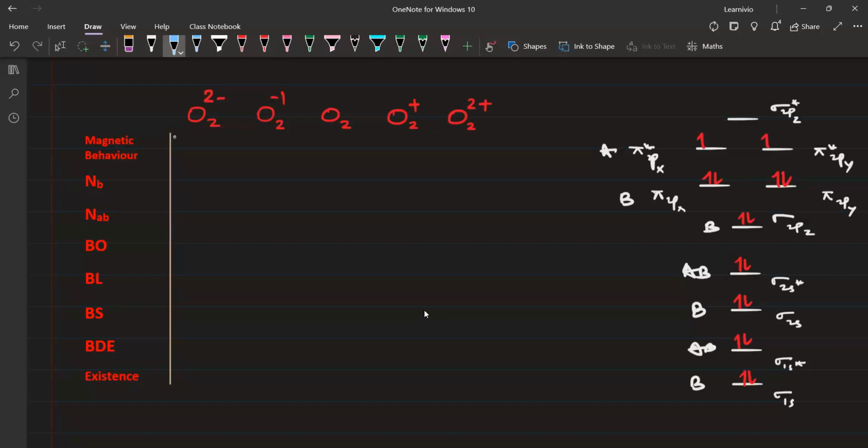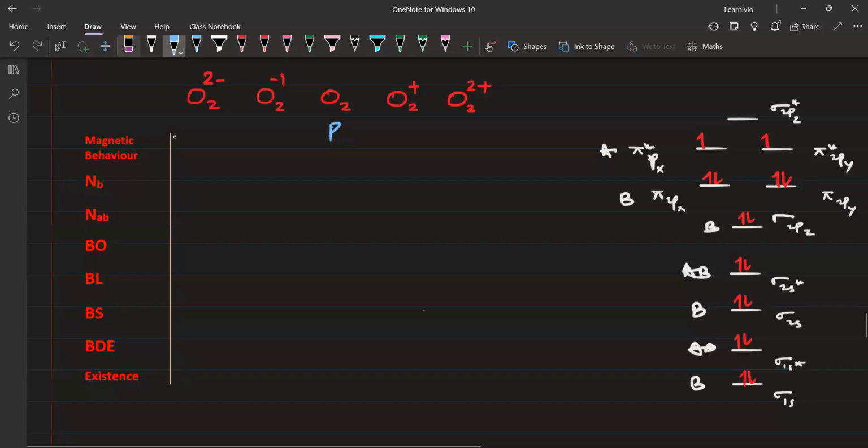Very good. So the magnetic behavior is para. Number of bonding, how many? Yes, please count. How many bonding? Yes, Ram, how many bonding?